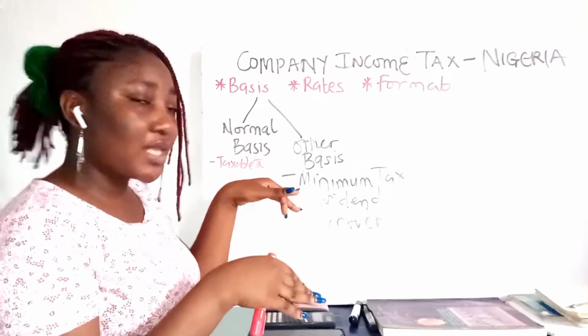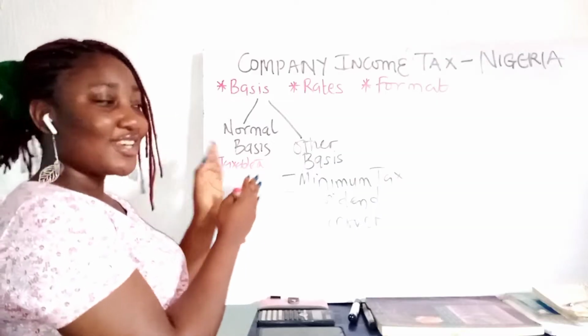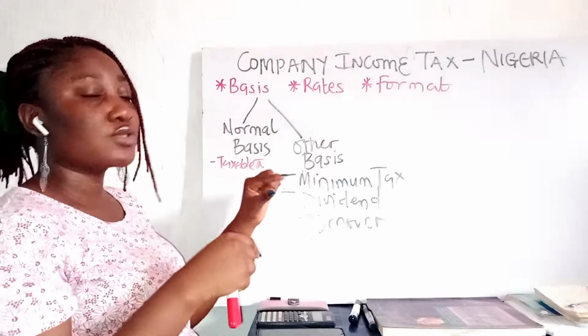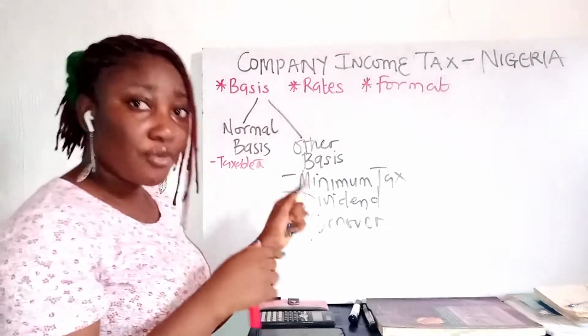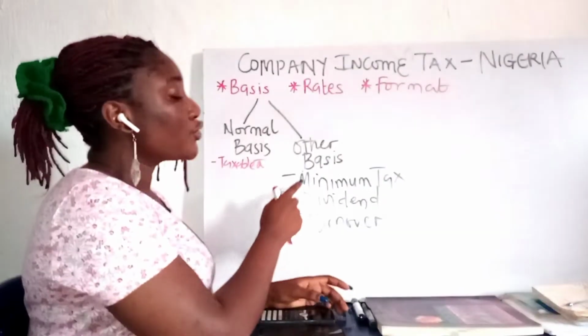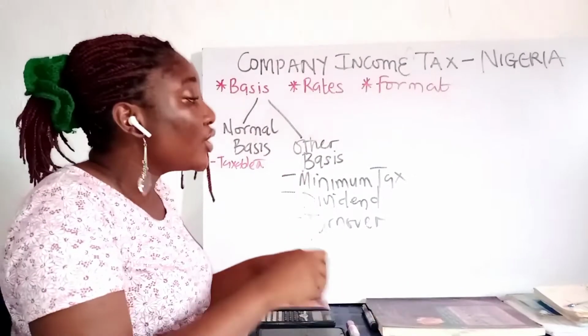And for you to compute minimum tax, you must have computed the normal tax, right? So then you now compare it to the minimum tax. It must not go below a minimum tax. So I'll show you how to compute minimum tax. And for a company, let's talk about this minimum tax, because it's something that is very examinable. For a company to compute minimum tax, there are three conditions.